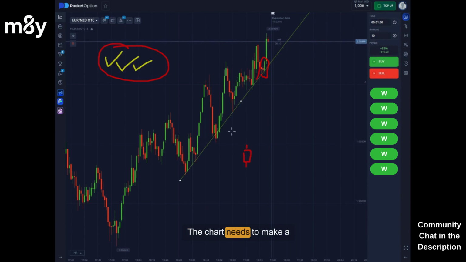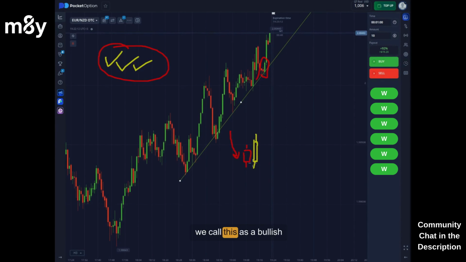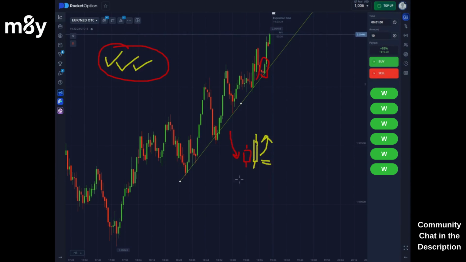The chart needs to make a down trade before coming here. After that, when the chart makes a small red candle like that, the next candle should be bigger than that. Like that. Take this yellow as a green. So when this happens, we call this a bullish engulfing candle. And with that, the other two verifications, I can take that. The next candles will be an uptrend.